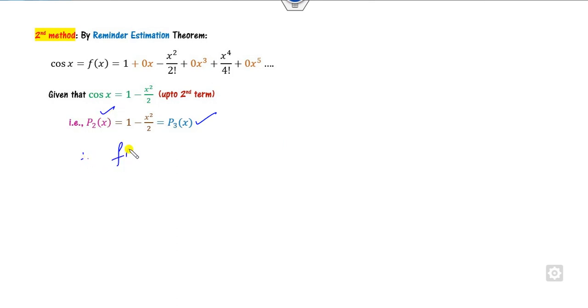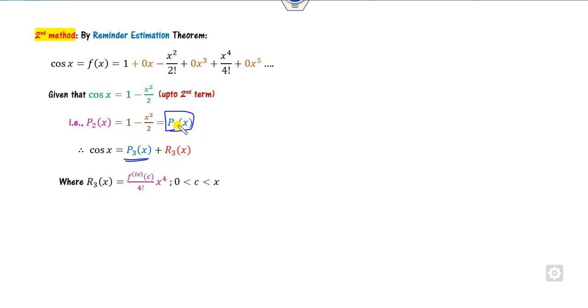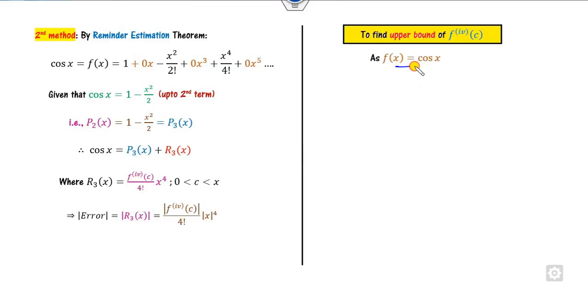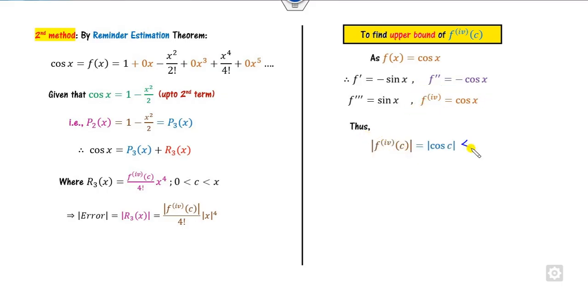So by the remainder estimation theorem, we can write this with the maximum order P3. However, you can't write this as P2 of x plus R2 of x, because P2 and P3 are the same. So once it is R3, you can find the fourth derivative. How can you find the bound of this? You can take the fourth derivative, and the value of mod c is less than or equal to 1. You can substitute here, and the error will be less than x to the power 4 over 4 factorial.